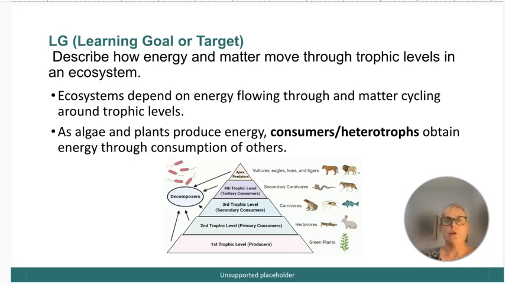Make sure that you understand that ecosystems have energy that flows through them, and this is going to be different than matter. We just finished talking about our biogeochemical cycles, that is matter. Now we're talking about energy flow. First of all, algae and plants and other producers produce energy. Consumers are also called heterotrophs. They obtain energy through eating or consuming or decomposing others. So we are consumers.